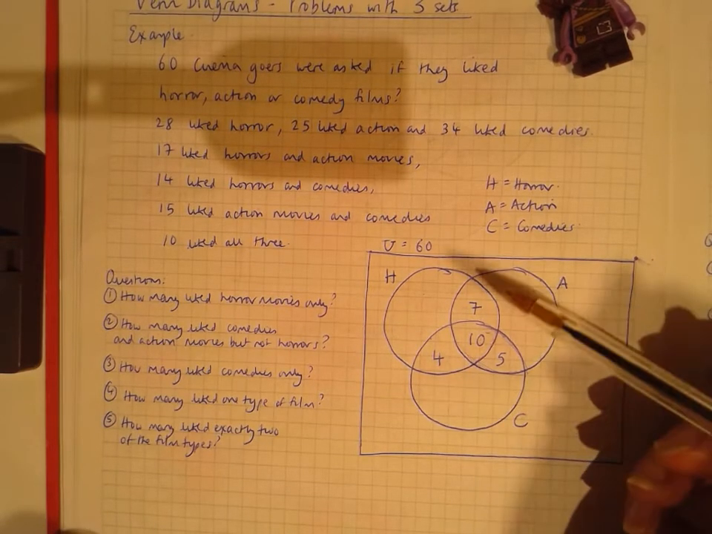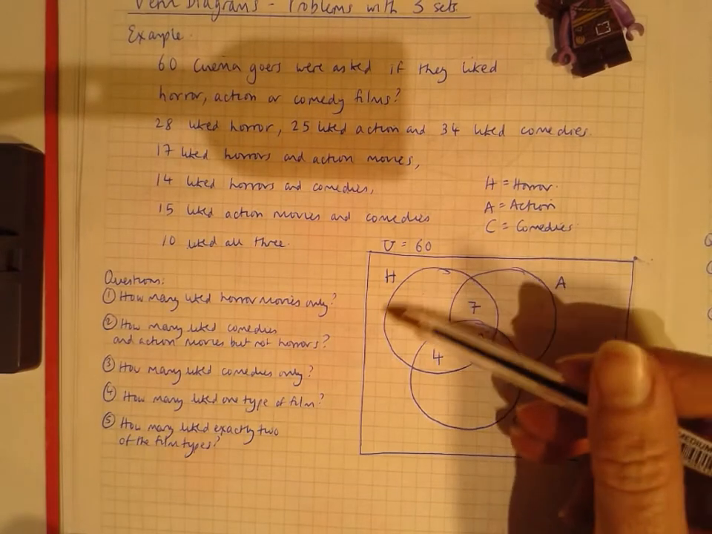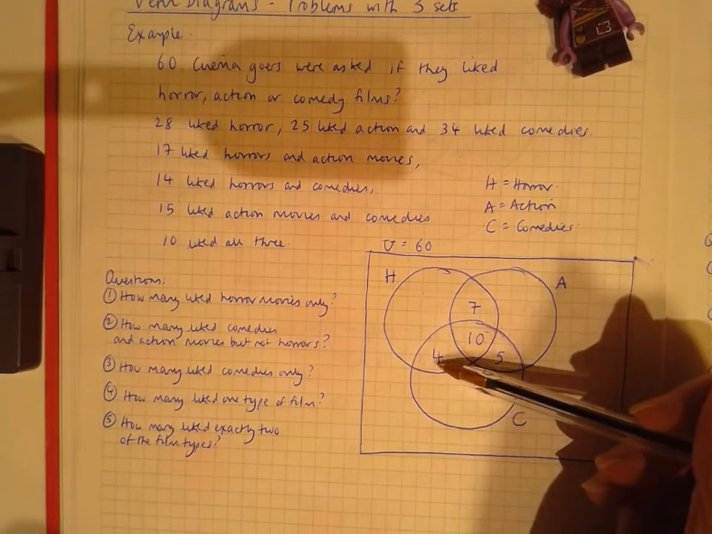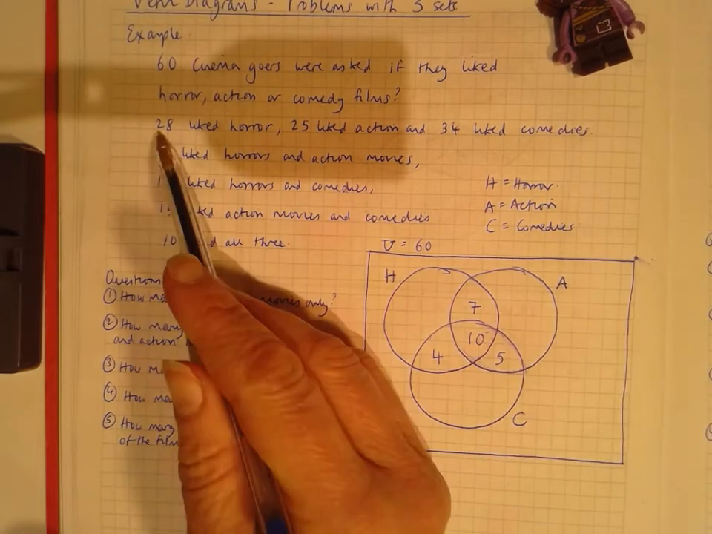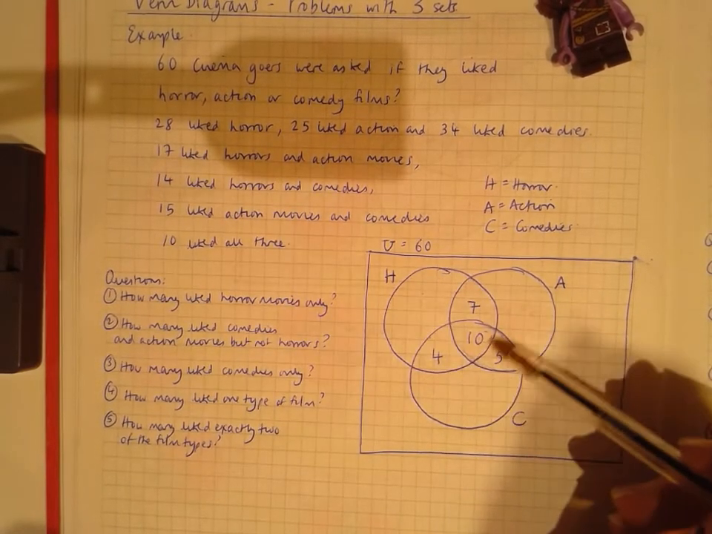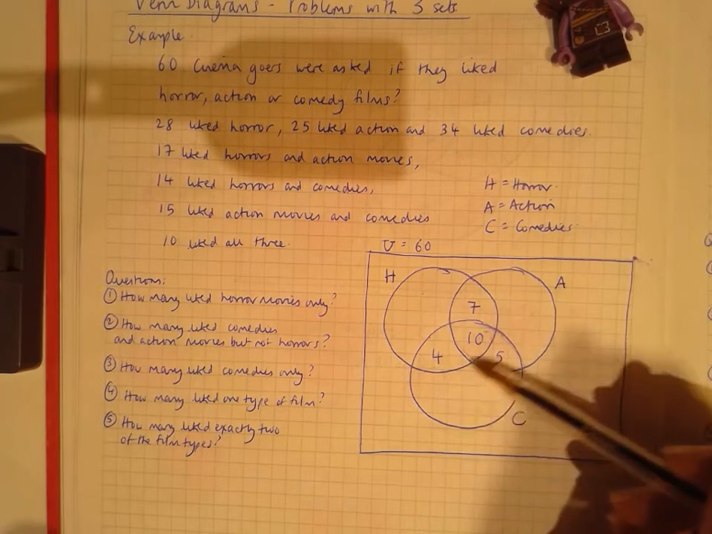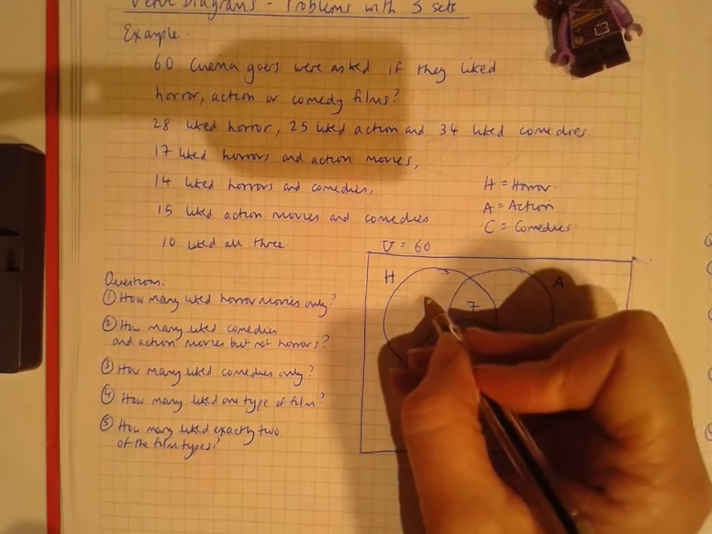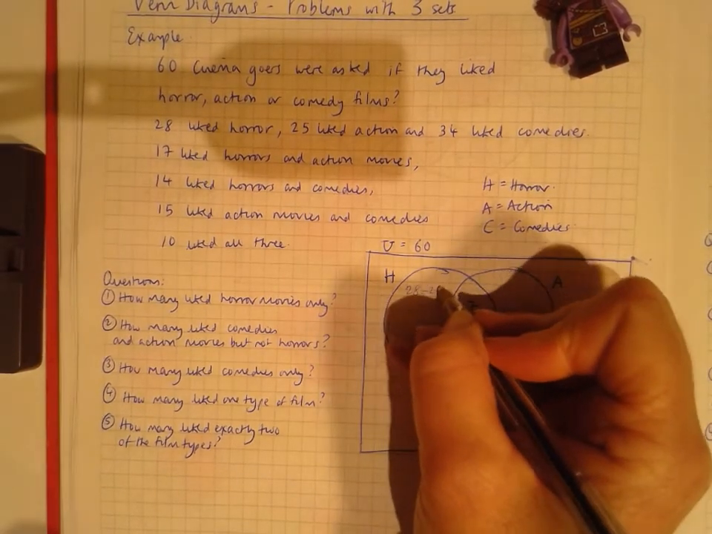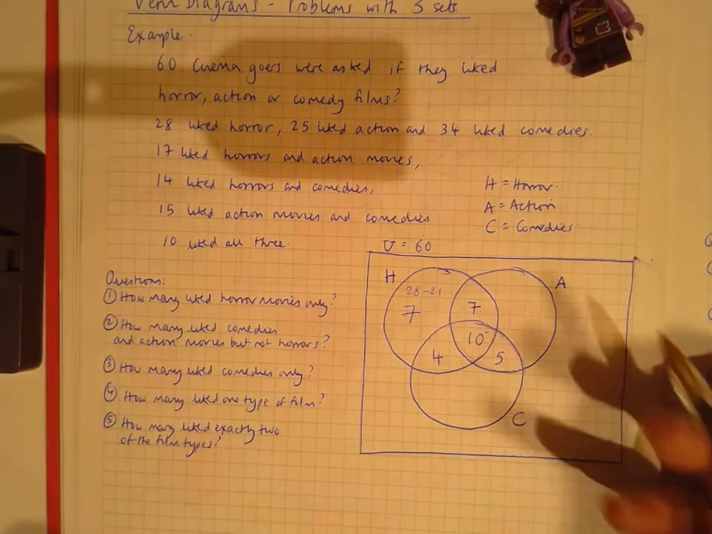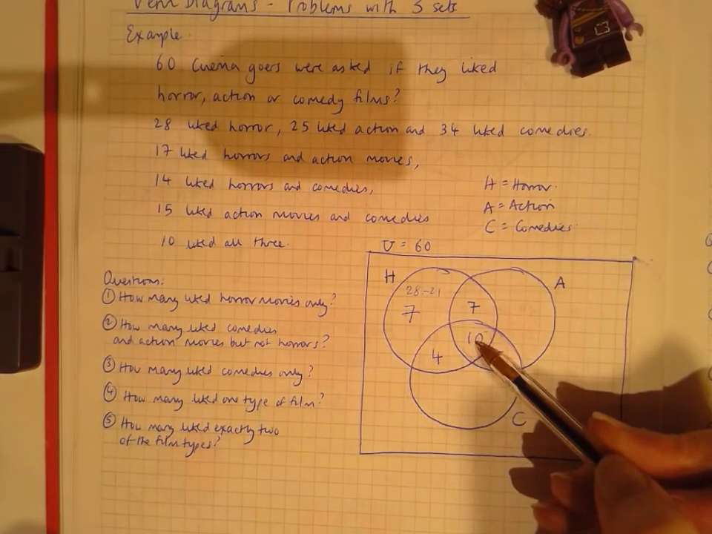So far I have horror has got 7 and 10 and 4. What's that? 21. But altogether 28 people liked horror. So in this circle 28 people have to go. I've already got 7 and 10 is 17 and 4 is 21. So 28 minus 21 is going to give me 7 people. Goes in there. 7 and 7 is 14 and 10 is 24 and 4 is 28.